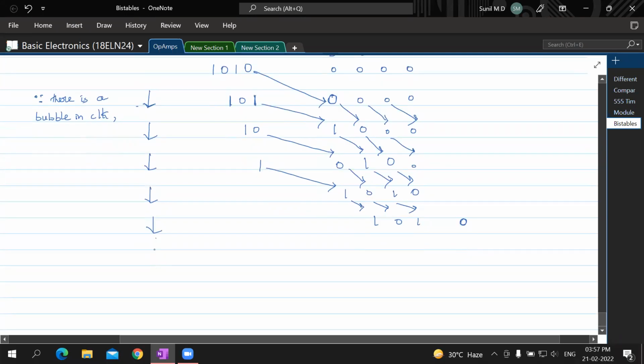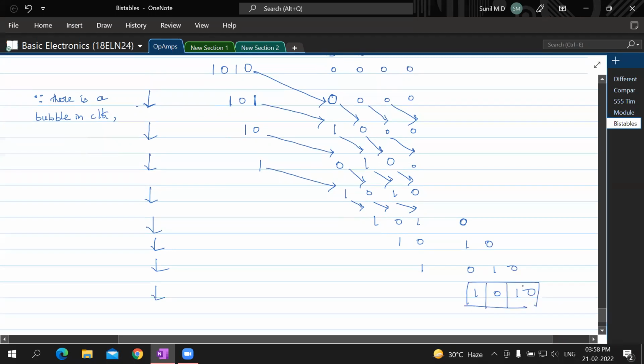Fine. Another clock cycle. So this 1 comes here, this 0 comes here. So 1, 0 is the output. Another clock cycle. This 1 comes here, 0 comes out. So this is the output. Another clock cycle, this 1 also comes out. So it will be 1, 0, 1, 0. So this is how the bits are taken out.